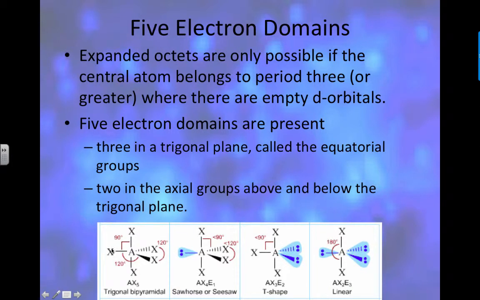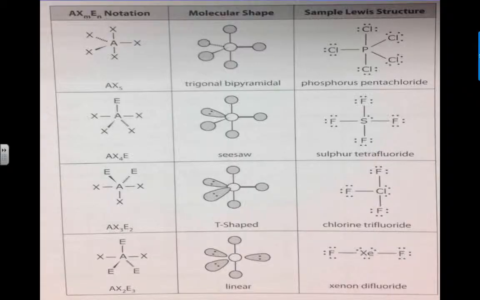So the equatorial groups are making a triangle here in the middle. The axial groups are arranged up and down. And in any of those groups, we could have either another atom or we could have a non-bonding pair of electrons that are taking up that space. But wherever the non-bonding pairs of electrons will be, they will influence the shape and thus the properties of the substance. So I have 4 examples for each of the 4 different shapes.